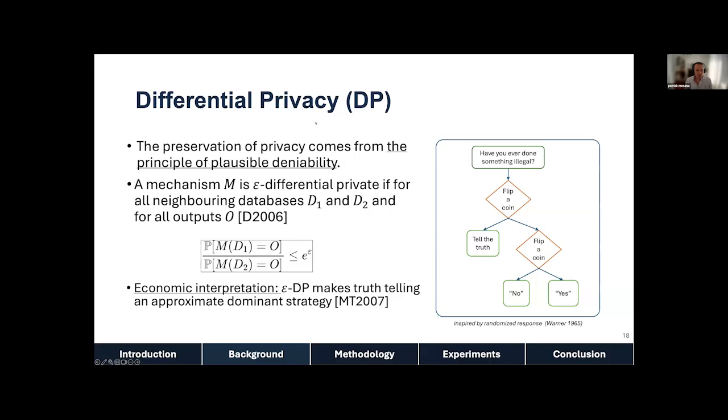What's also interesting in differential privacy is that it has roots in game theory. So it has an economic interpretation that was given by McSherry and Talwar in 2007, which says that epsilon differential privacy makes truth-telling an approximate dominant strategy. And if I can vulgarize this, it means that differential privacy bounds the incentive to lie about your information.